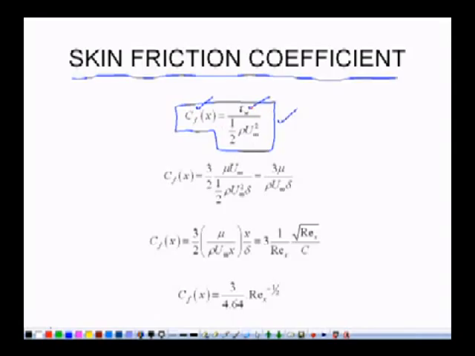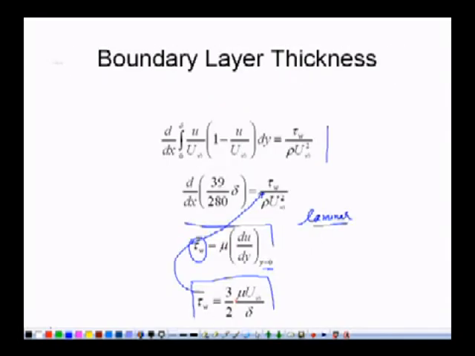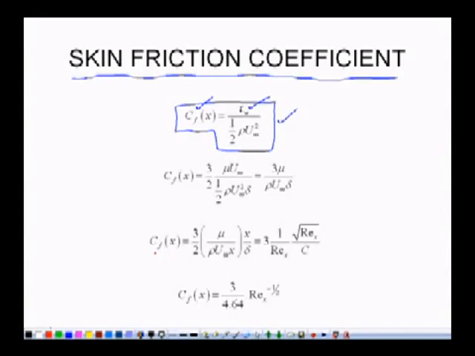So we have calculated tau w, right? So substitute that tau w. This tau w is equal to 3 by 2 mu u infinity divided by delta. Substitute this tau w in this equation and we will get Cfx. So Cfx is equal to, ultimately we will get this value, for which velocity profile? For the velocity profile which we have selected for solving this problem. Cfx is equal to 3 divided by 4.64 Rex raised to minus half. This is the local skin friction coefficient.